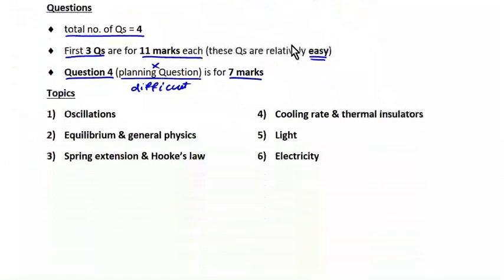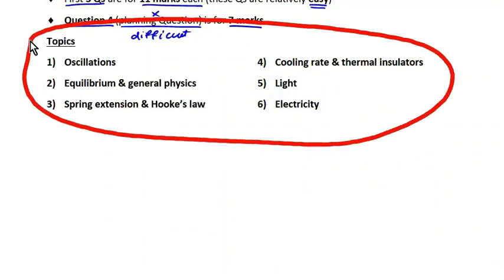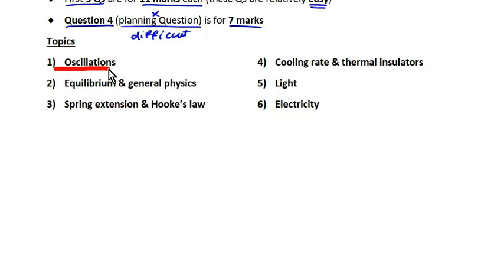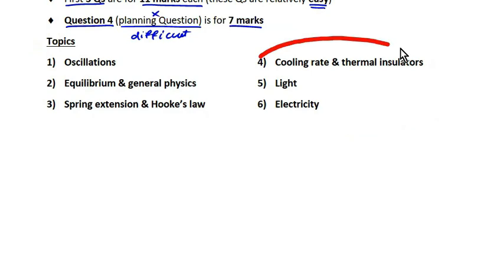Students, it's also important to know that the ATP paper questions are usually on these 6 topics only: oscillations, equilibrium and general physics, spring extension and Hooke's law, cooling rate and thermal insulators, light and electricity. Now students, note that not all of these topics are equally important. For example, these 3 topics are more important than these 3 topics.